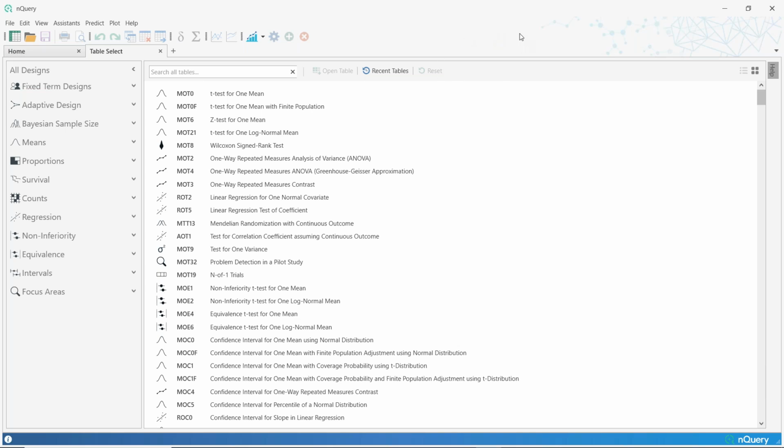For example, we have multiple different starting points. We think about the kind of choices that we had in the first section, like what kind of design we have. Do we have a fixed term design, keeping it simple, or an adaptive design?